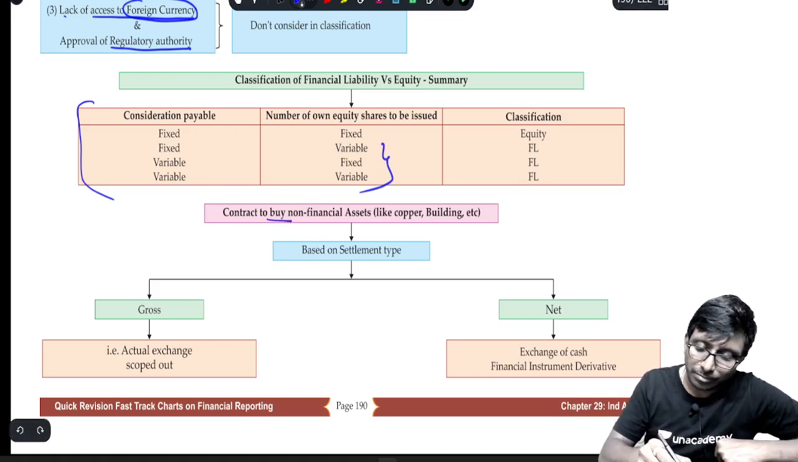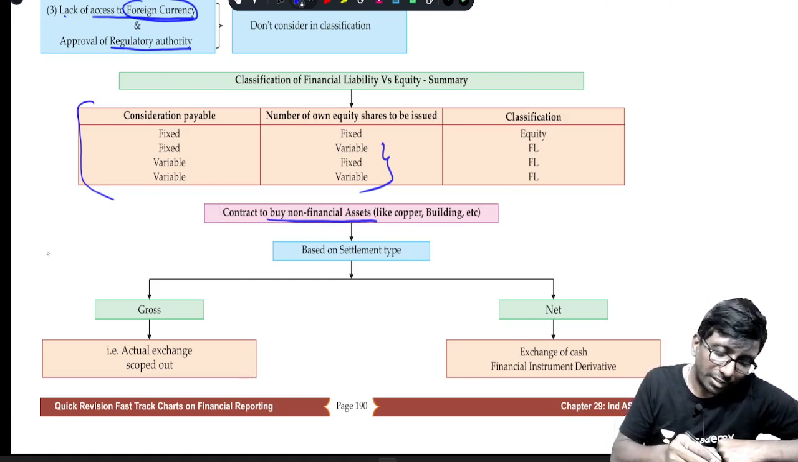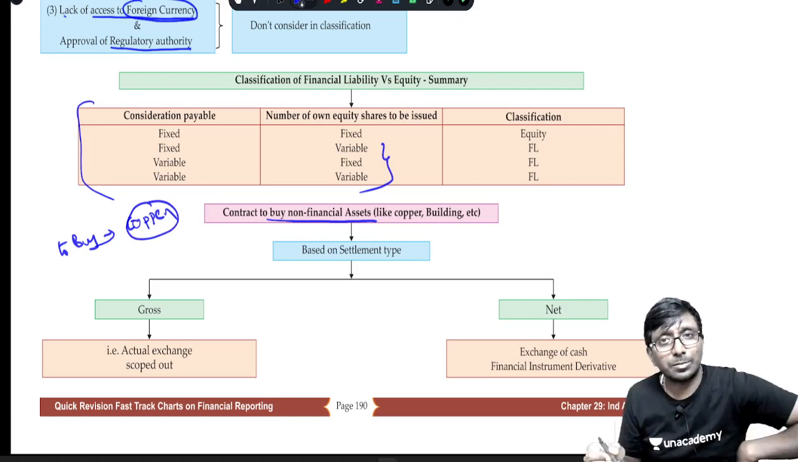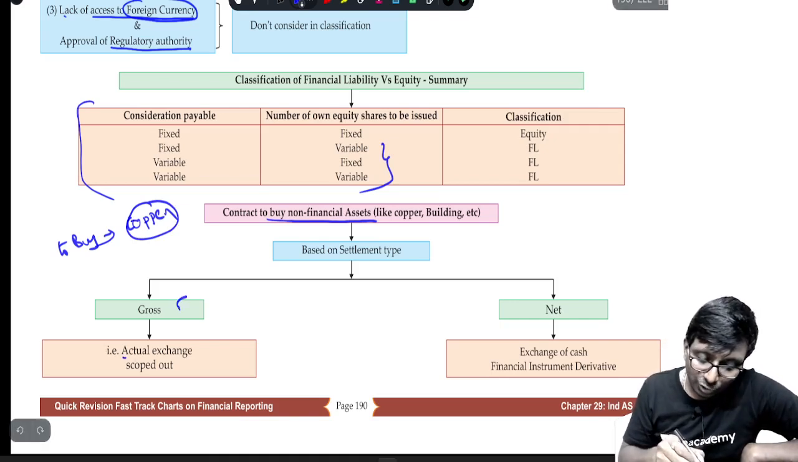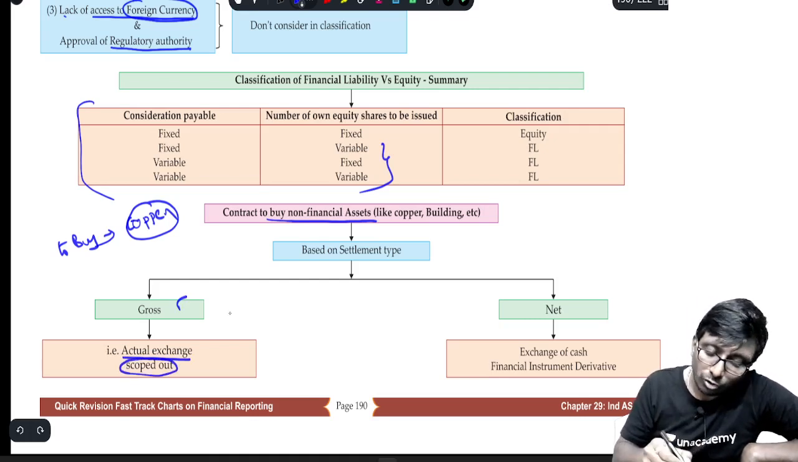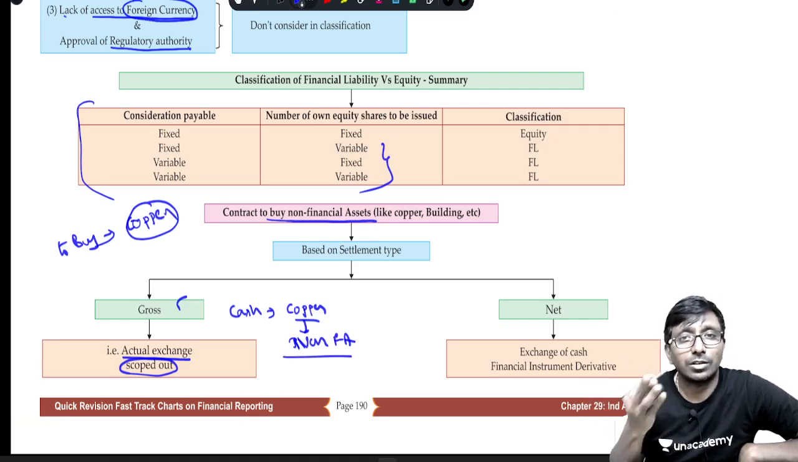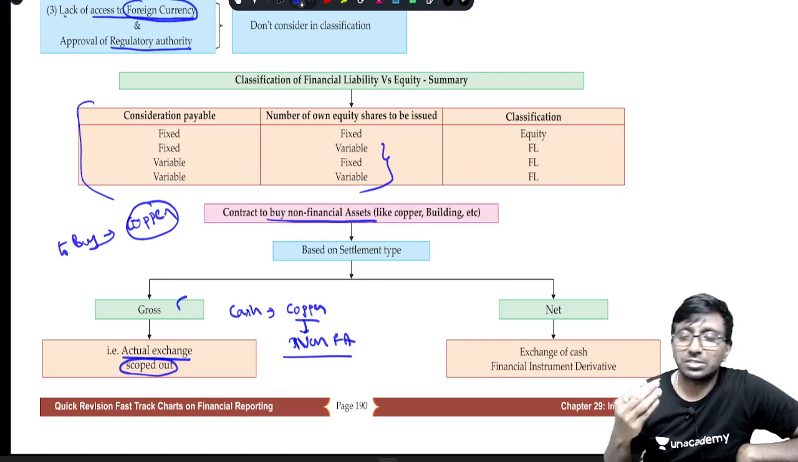Next, a contract to buy a non-financial asset. We entered into an agreement to buy copper. Now the question is, how do you settle it? Do you take gross settlement? That means I will take physical delivery of copper. Then it is an actual exchange, and it is scoped out. Why? I give cash, and I get copper. Is copper a financial asset? No, it is inventory kind, a non-financial asset. You are exchanging a financial asset with a non-financial asset, so it is not within the scope. Only a financial asset with a financial asset comes into the picture.